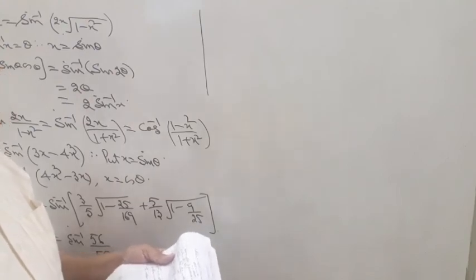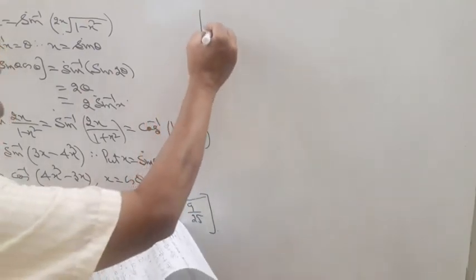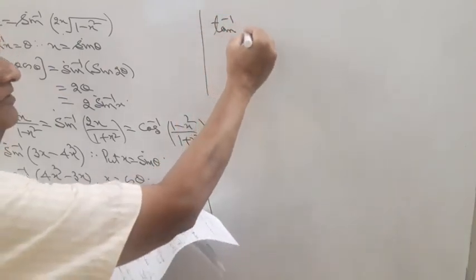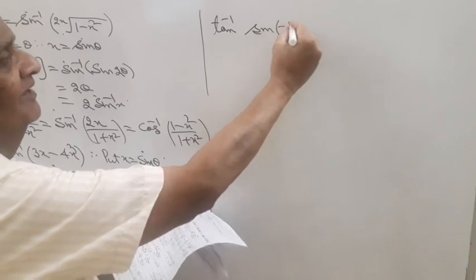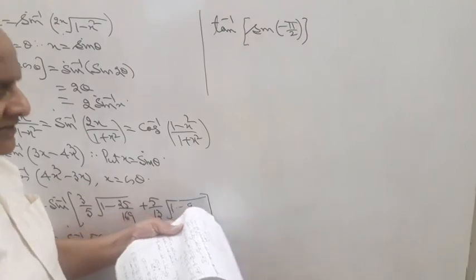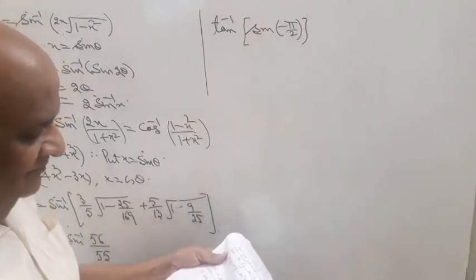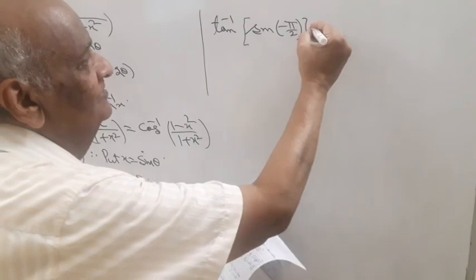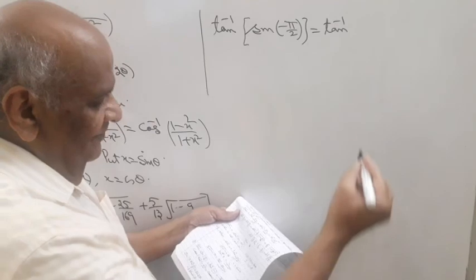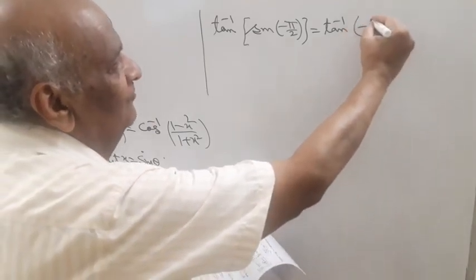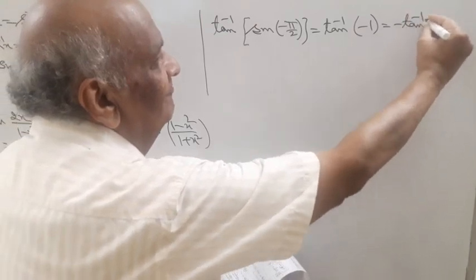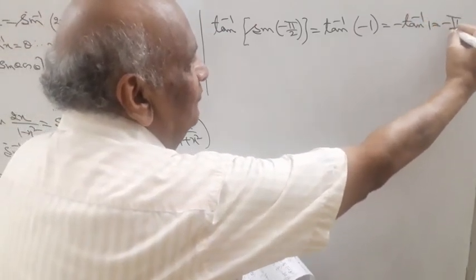Yes, say one or two examples more. He says evaluate tan inverse of sine of minus pi by 2. This is just tangent inverse of sine of minus pi by 2, which is minus 1. It is minus tan inverse of 1, that is minus pi by 4.